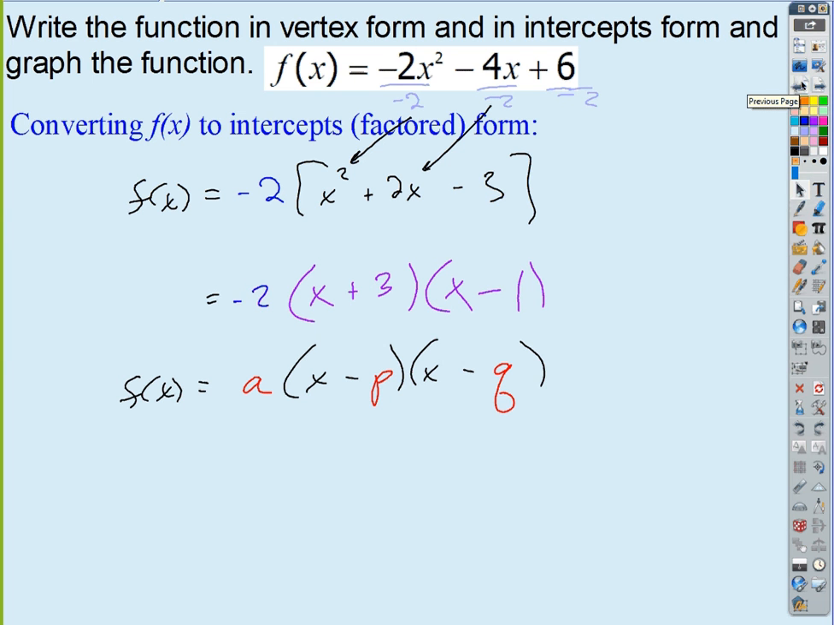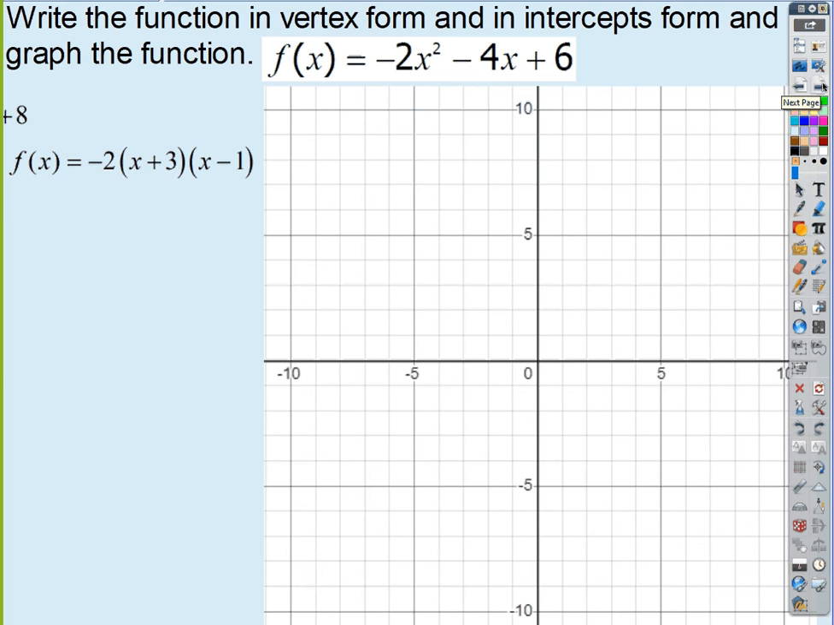Everybody see that? If we compare factored form to my answer, the value I would have to plug in for P is negative 3, right? Remember, it's always going to be opposite of what that plus sign is. We're subtracting P from x. So to get x plus 3, we're subtracting negative 3, right? So P equals negative 3. What's Q? 1. Those are my x-intercepts, aren't they? So when I graph this thing, that helps. I've got x-intercepts at negative 3 and at positive 1. Those are my values of P and Q.